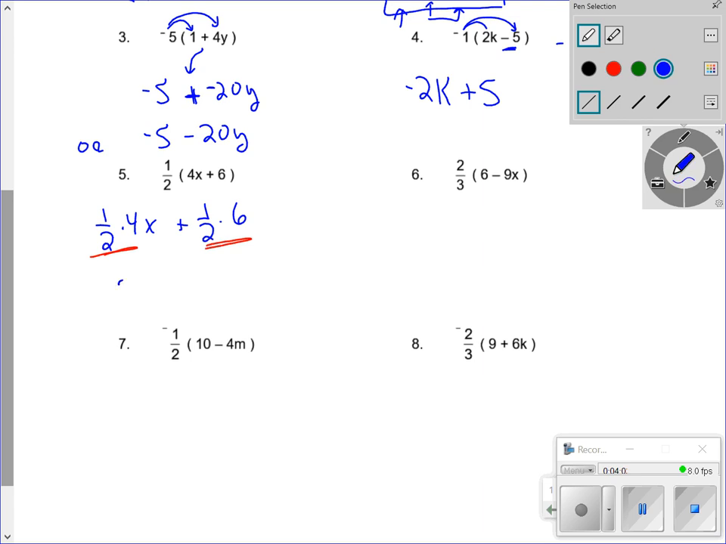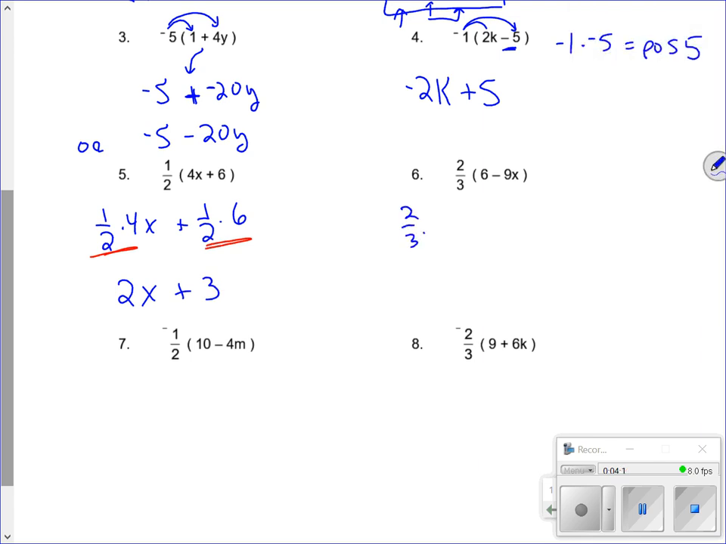1/2 times 4 is 2. Don't lose your x. And 1/2 times 6 is 3. In the next problem, you're going to say 2/3 times 6 minus 2/3 times 9x. And many of you will want to pick up your calculator to do 2/3 times 6. Make sure you push the buttons correctly, and that's a 4 minus a 6x. Again, you don't have to rearrange that. You can leave 4 minus 6x. You do not have to put the x forward.